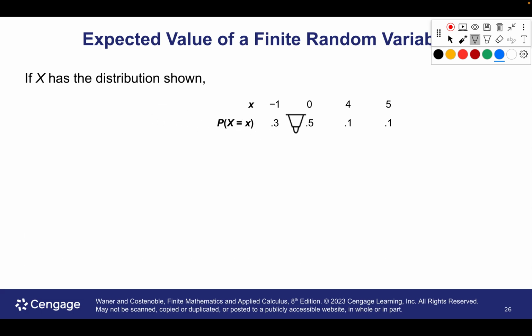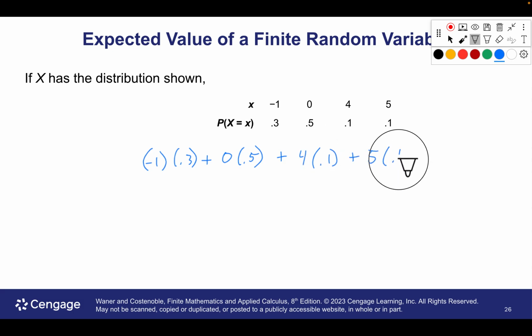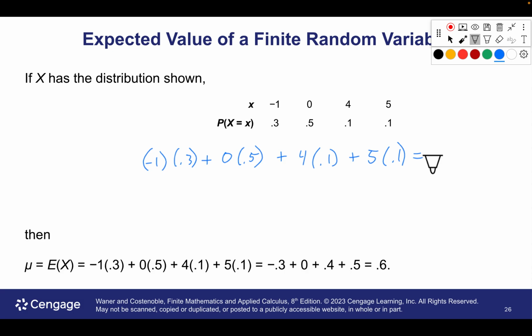So to calculate the expected value, we just take each x value, -1, times its probability, plus 0 times its probability, plus 4 times its probability, plus 5 times its probability. And again, I could do this, but they're going to calculate it for us, and we're getting close on time, so I just want to show they did it for us down below. We end up with an expected value of 0.6.